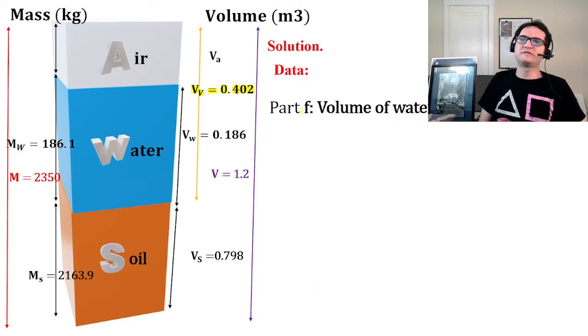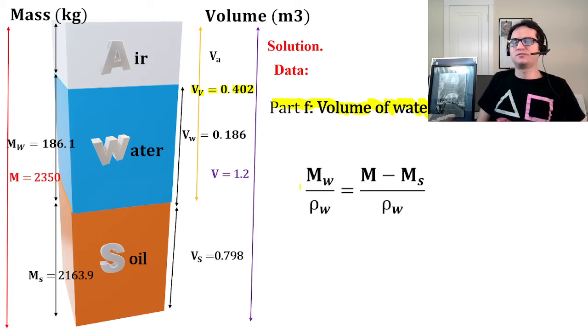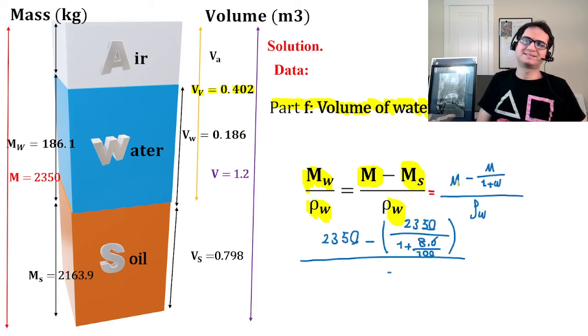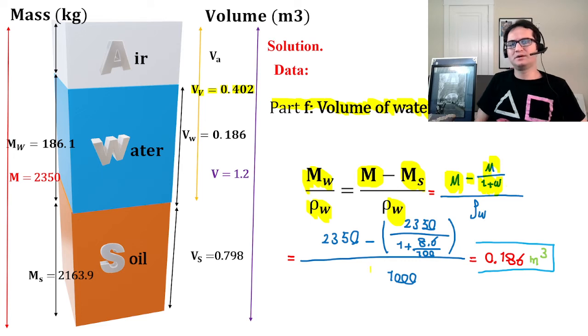So in part F, the volume of water is asked. What is the mass of water over rho W? That's total mass minus solid mass over rho W. That's total mass minus m over 1 plus omega, and that over rho W, which is 1000 kg per cubic meter, and that gives you 0.186 cubic meters.